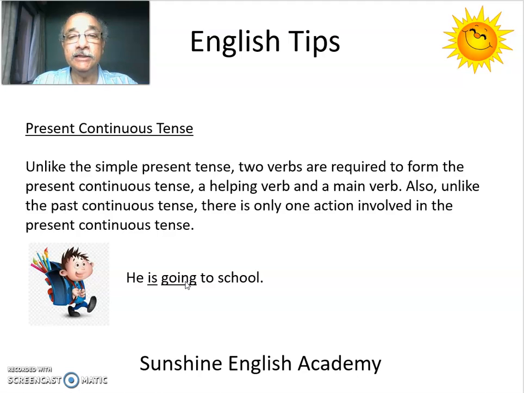Also, unlike the past continuous tense, there is only one action involved in the present continuous tense. In the past continuous tense, we may say he was going to school when he met his friend. So there are two actions involved. One is he was going and the second met. But in the present continuous tense, he is going to school involves only one action, is going.